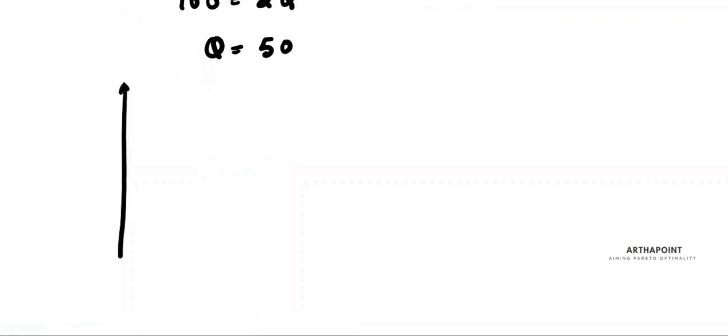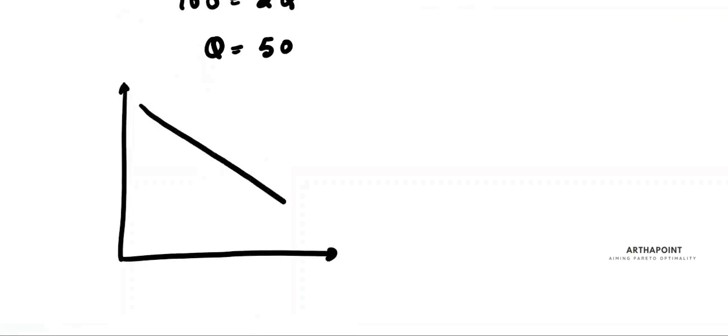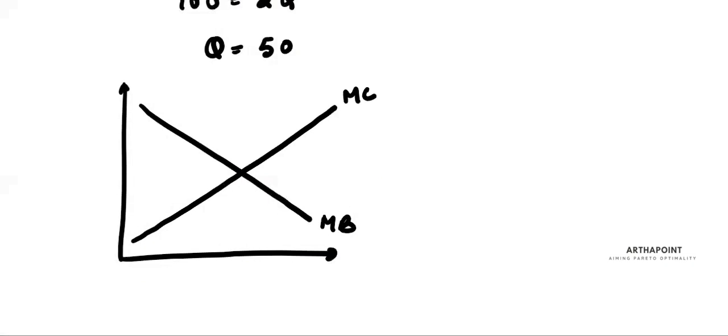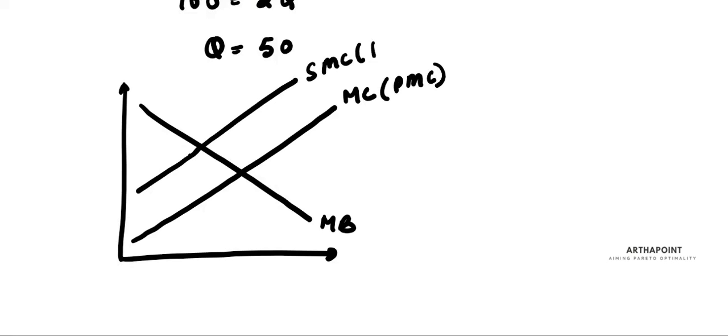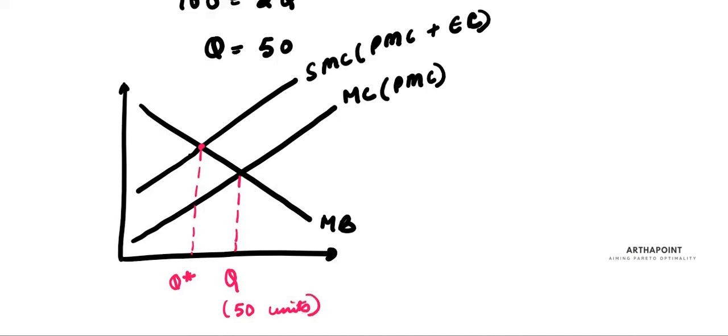So how do we show this diagrammatically? Diagrammatically, this is shown like this. This is marginal benefit. This is marginal cost. This is private marginal cost. The social marginal cost is this, which is private marginal cost plus external cost. The optimum is here, where these are equal. This is what the society desires. But currently you are producing this output. So currently you are producing 50 units, and you want to produce 25 units.